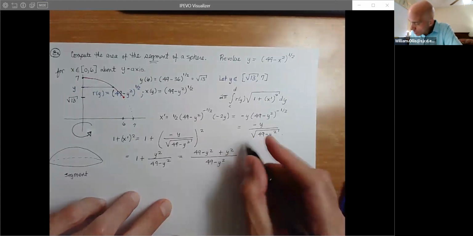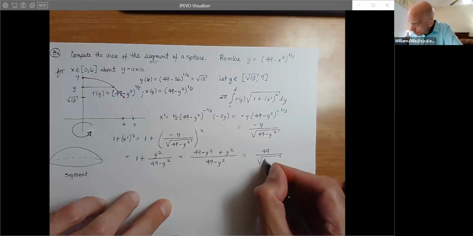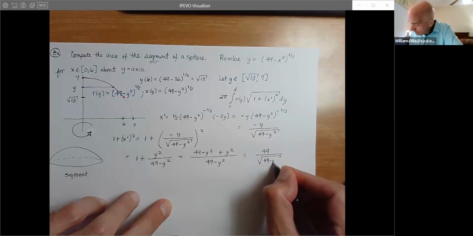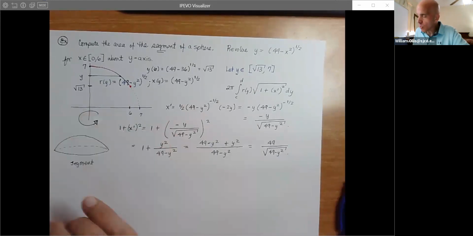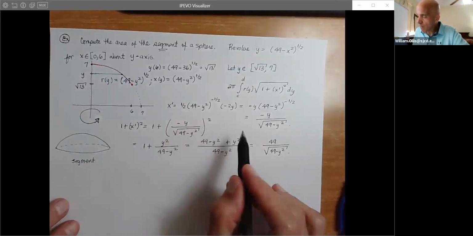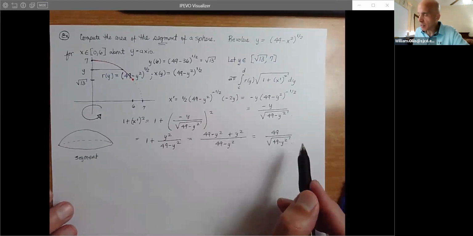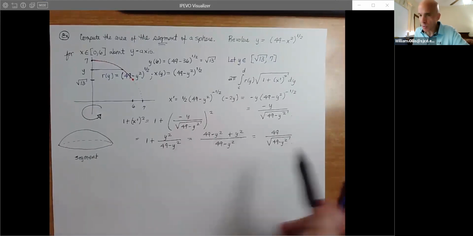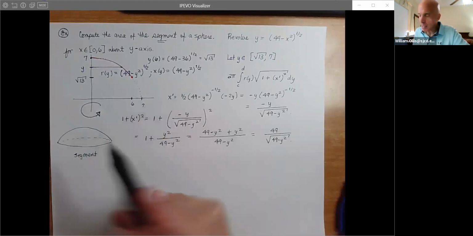And then the y squared is absorbed, and we get 49 square root 49 minus y squared. The idea here is that if you convert to another variable and you have very straightforward algebra, the key is that we're going to end up with an integrand that's really simple. So this is certainly worthwhile to do. And it's a way that makes sense, that's easy to teach.